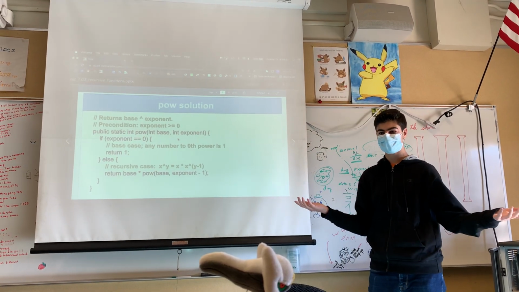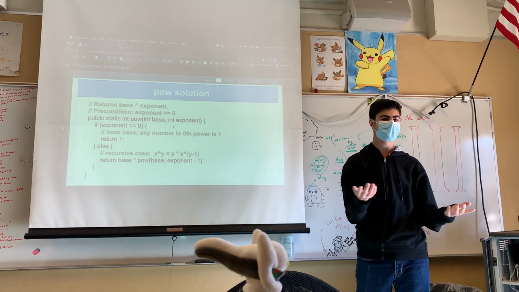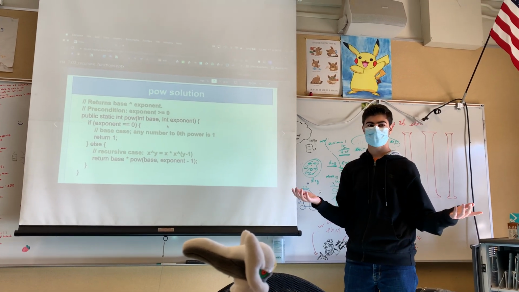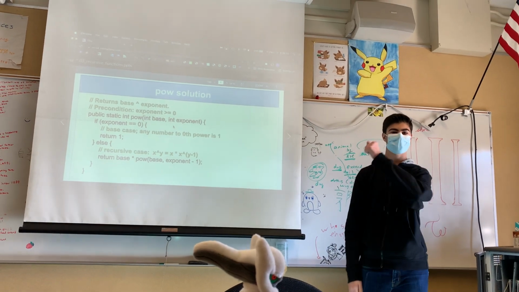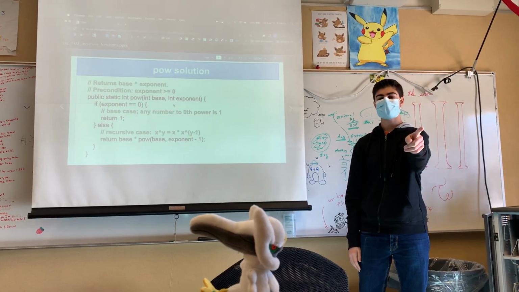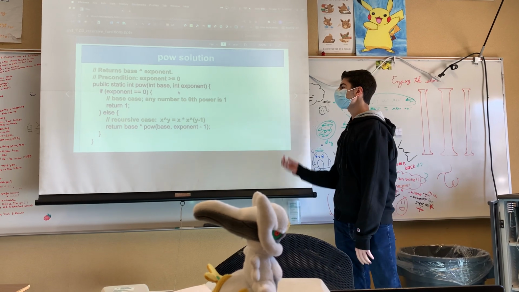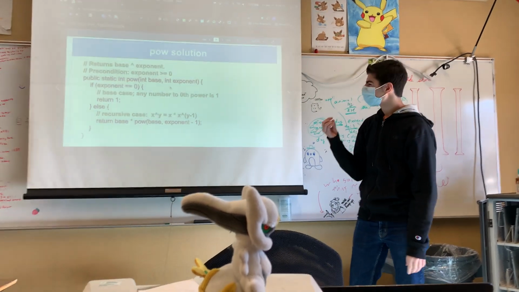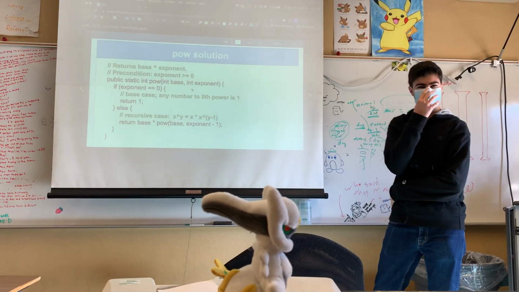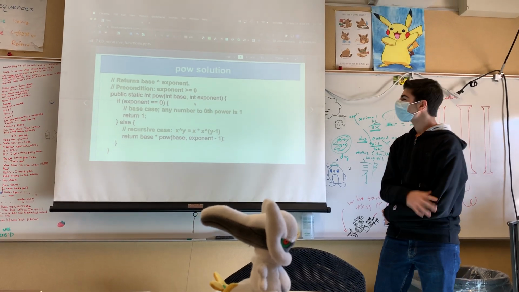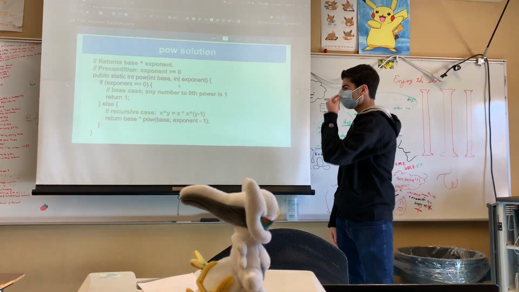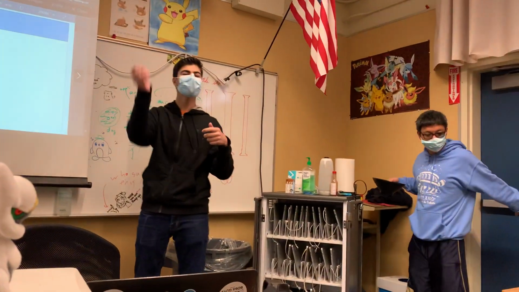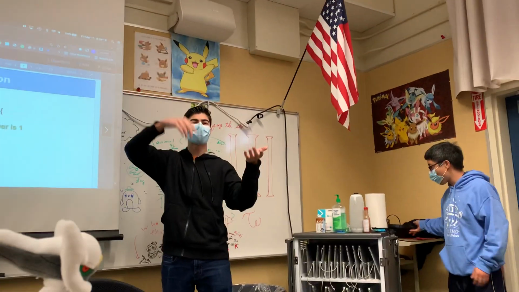Why does it have to be greater than or equal to 0? Anyone? Guys, why does the exponent have to be greater than or equal to 0? Because we're returning an integer. We're returning an integer, exactly. If the exponent was less than 0, then it would just give us a fraction, and that wouldn't be right. Because a negative exponent is 1 over that to the power.